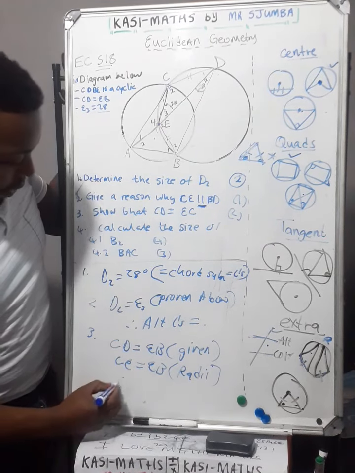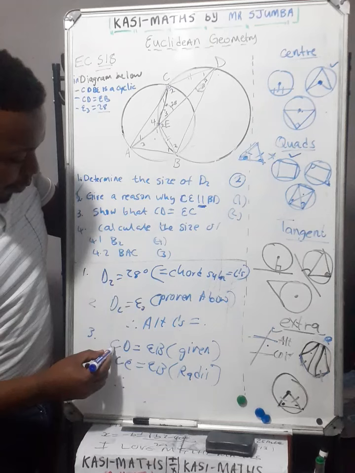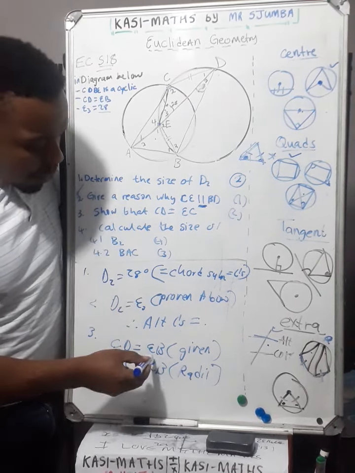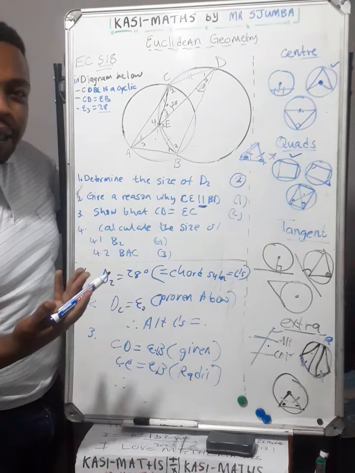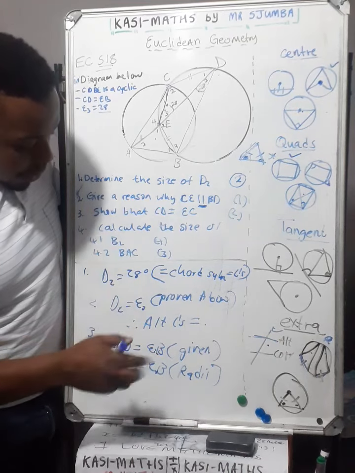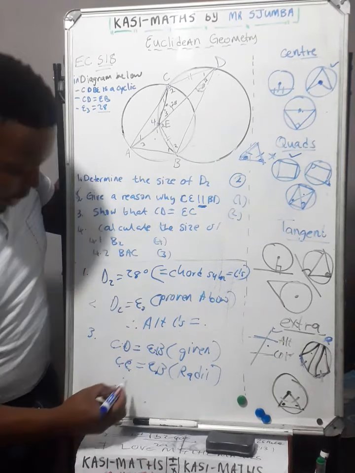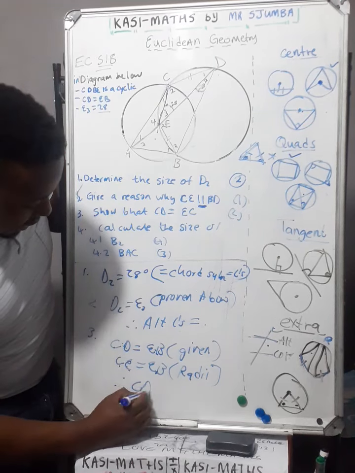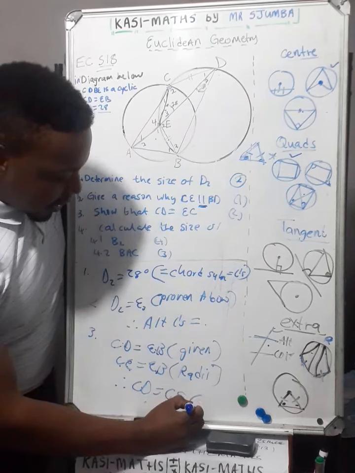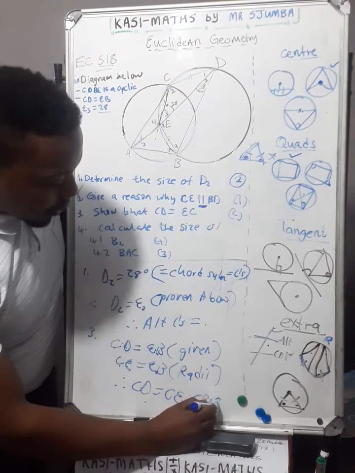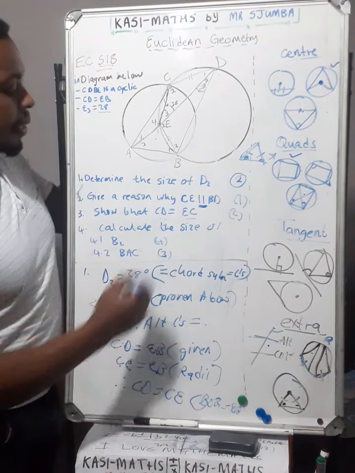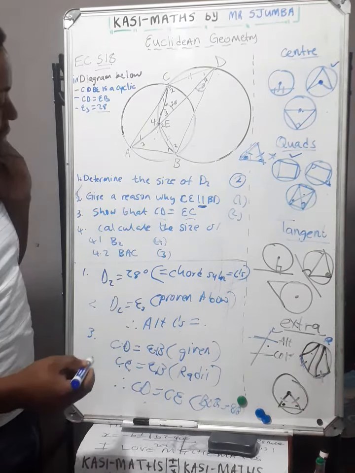So now here we can say CD is equal to EB. CE is equal to EB. And EB and EB are equal because it is one thing. So if those 2 are equal to the same thing, it means they are equal. So we can say therefore CD is equal to CE. What is the reason here? They are both equal to EB. So we have proven that CD is equal to EC.